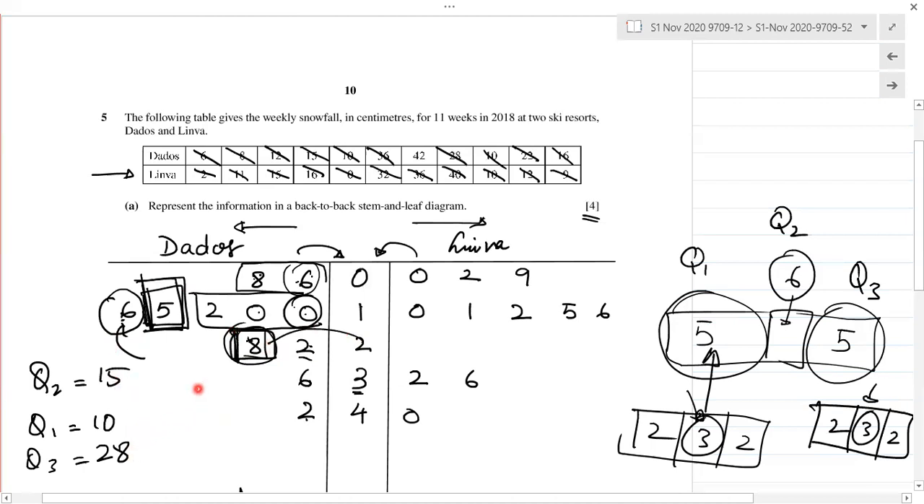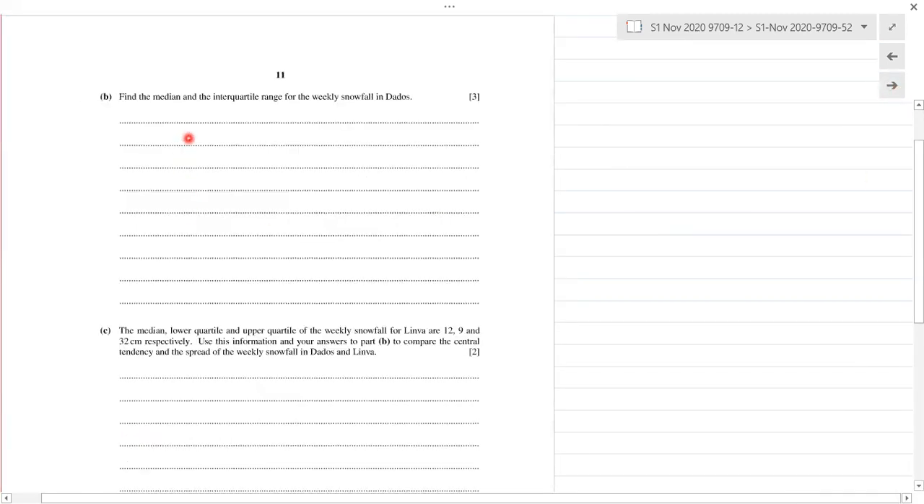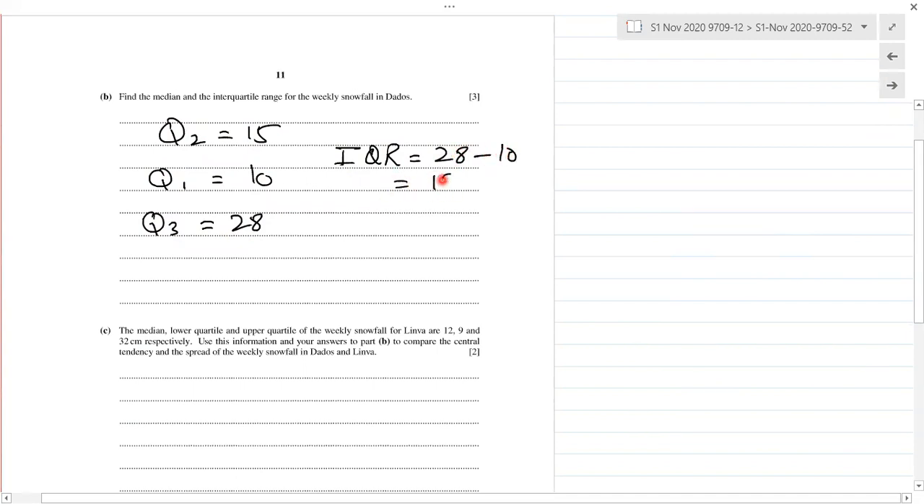So now we have to find the interquartile range. So we go over here on the question. We got Q2 as the median, which was 15. We got Q1 as 10, the lower quartile, and Q3 as the upper quartile, 28. We have to find the IQR, the interquartile range, which is going to be the upper quartile minus the lower quartile, and that's going to give us 18 centimeters.